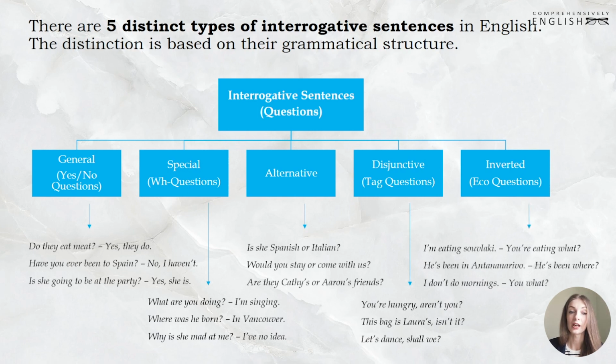I'm eating souvlaki. You're eating what? He's been in Antananarivo. He's been where? I don't do mornings. You what? So they kind of repeat what was said, but insert a question word instead of the word in the sentence we want to ask a question about.